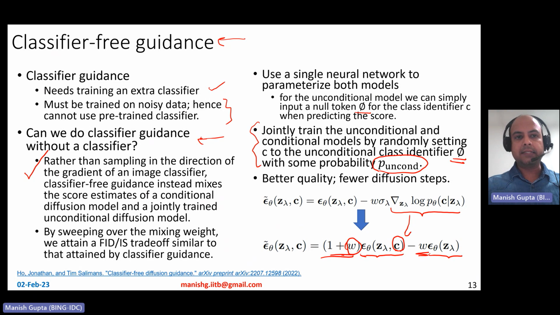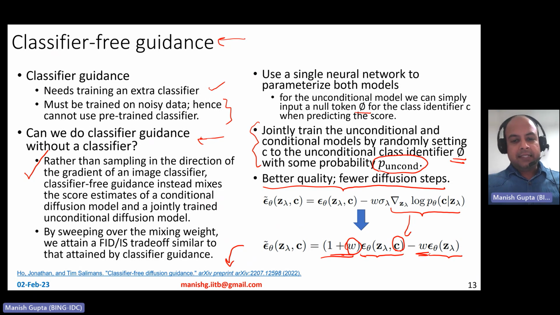But that's that. What people observed is that classifier-free guidance gives you better quality and fewer diffusion steps. And as we will see later, it contributed significantly to GLIDE, and to text conditioning as well.